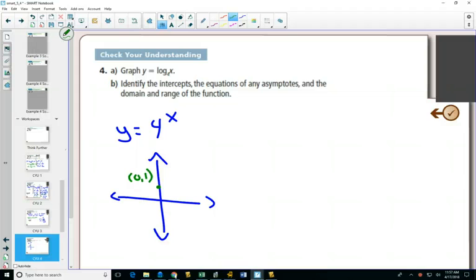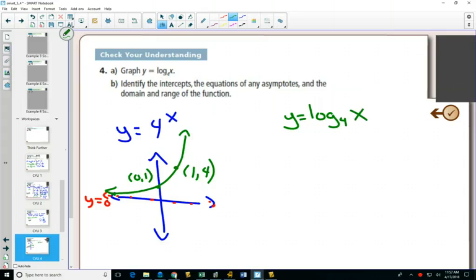point 0, 1. All exponential graphs have the point 1, and whatever the base is, in this case 4. We know that all exponential graphs have an asymptote at y equals 0, and we know their shape. So we could use this, if we wanted to graph y equals log base 4 of x, because log base 4 of x is just an inverse of y equals 4 to the x.